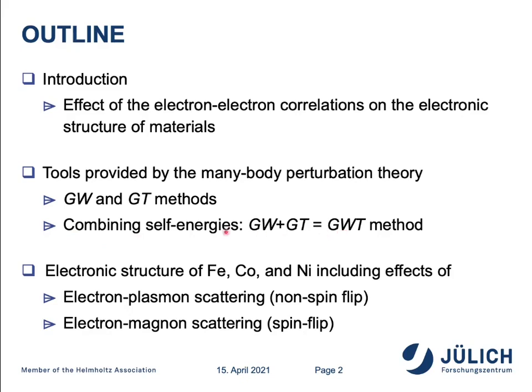In the results part, all the three techniques, GW, GT, and the combined GW-GT methods, will be applied to study the electronic properties of the ferromagnetic iron, cobalt, and nickel. We will see how the electron-plasmon and electron-magnon interactions affect the band structures, and conclude about the relative contributions from the non-spin-flip and the spin-flip processes. Our analysis will also include a comparison between the computed spectral functions and the recent results from the spin- and angle-resolved photoemission studies.